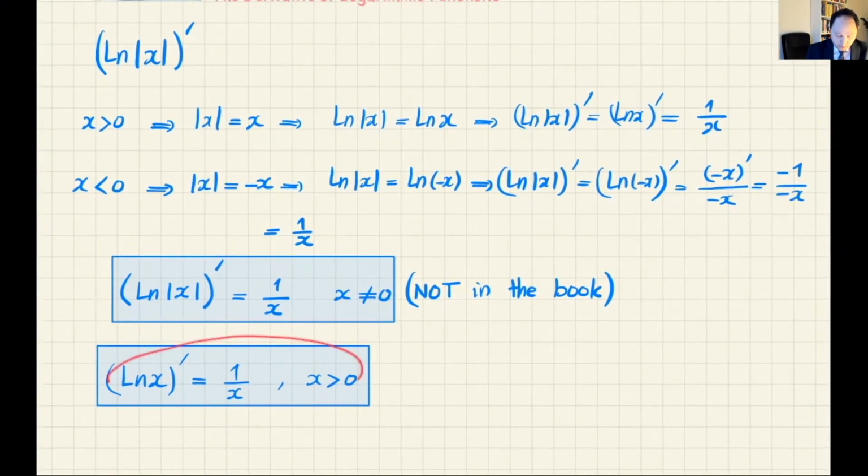extend this formula to a formula which is valid not only for positive values for x, but also for negative values of x. And the formula is exactly the same. So it doesn't matter if you differentiate ln of x, it becomes 1 over x. If you differentiate ln of absolute value of x, that also becomes 1 over x.